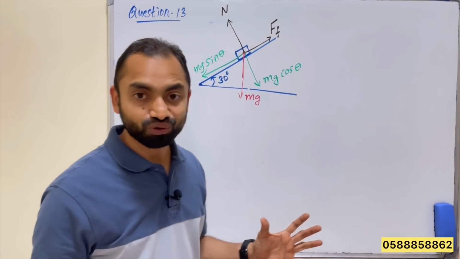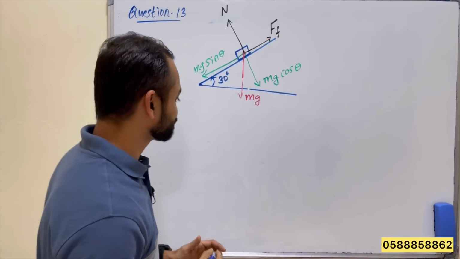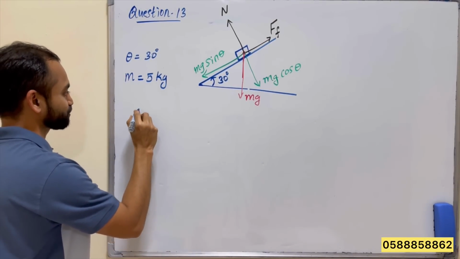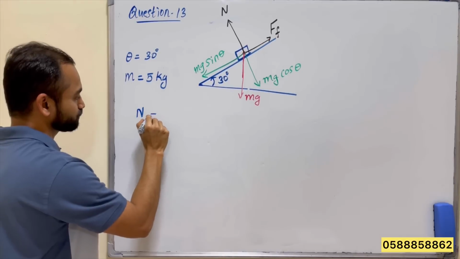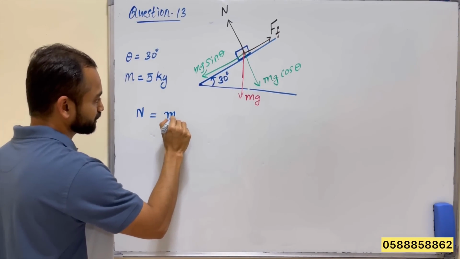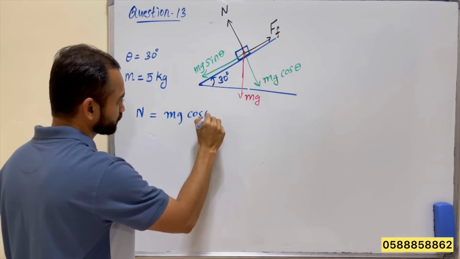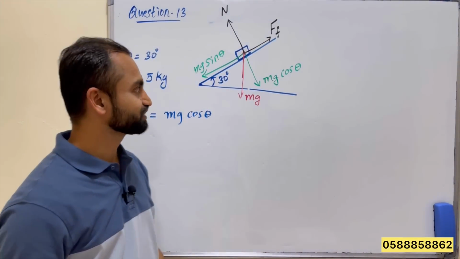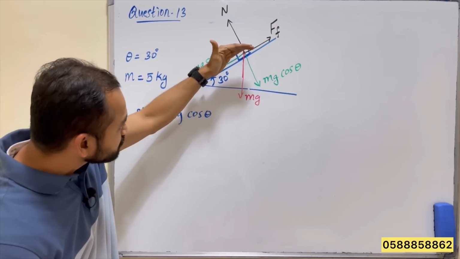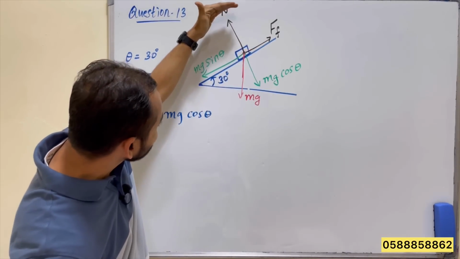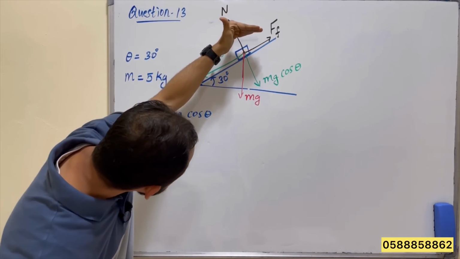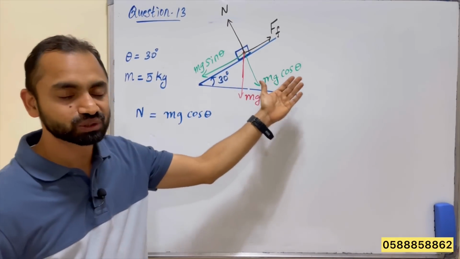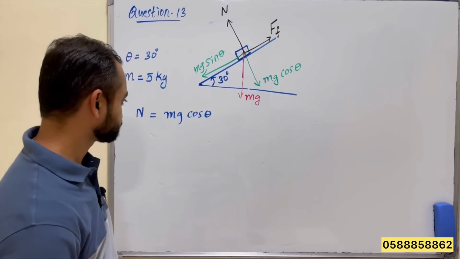Then we have already discussed in the inclined plane, the normal force will always be equal to mg cos theta, right? Why? Because the normal force is opposite to mg cos theta, as the object will not accelerate up or into the plane. Normal force will be equal to mg cos theta.